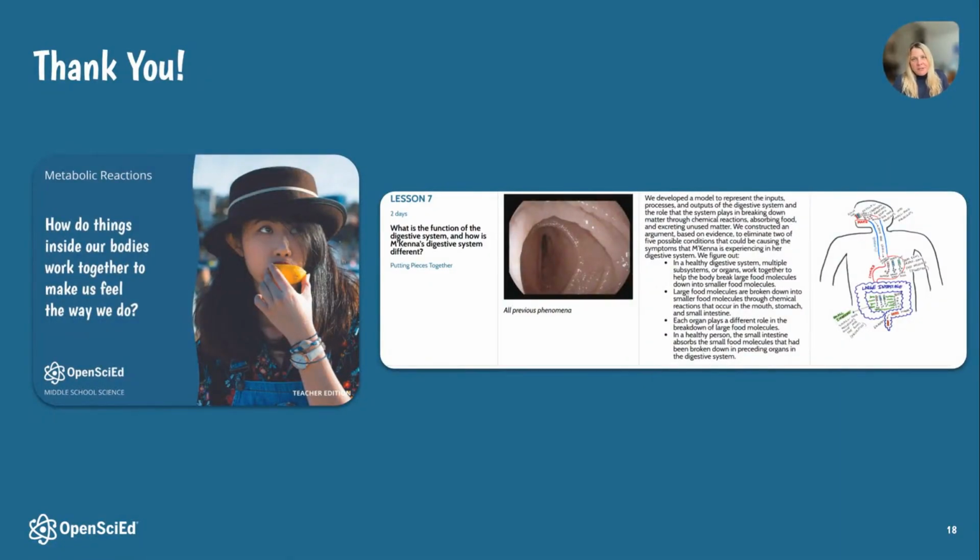Thanks for taking the time to learn about Lesson 6 of the McKenna unit. In Lesson 7, we're really going to start to apply what we've learned so far to McKenna and try to figure out what's going on.